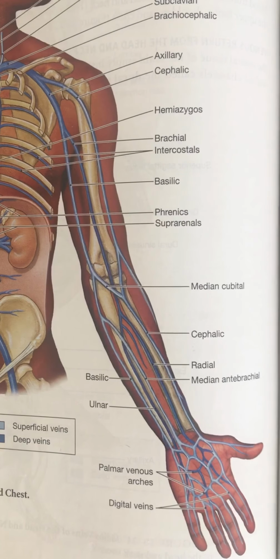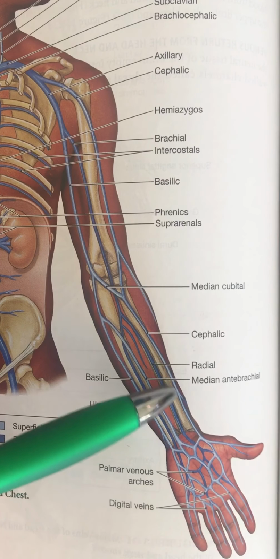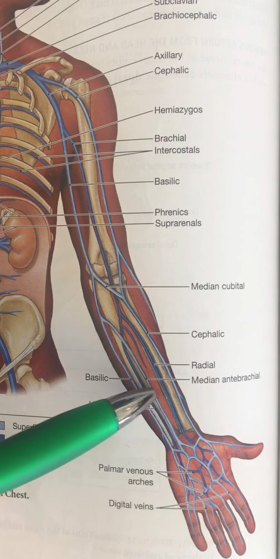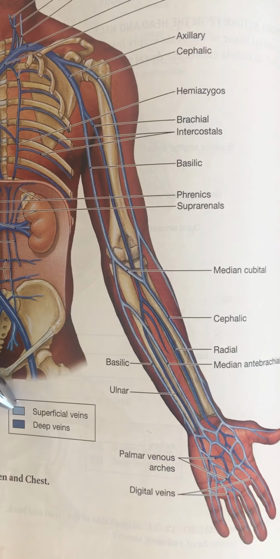Okay, and that's basically it for our veins. So again, the light ones are going to be superficial or more anterior. The dark ones are going to be deep, like it says, if you look right here, superficial and deep.